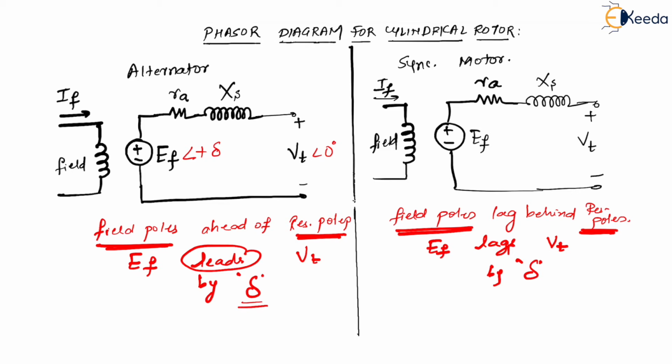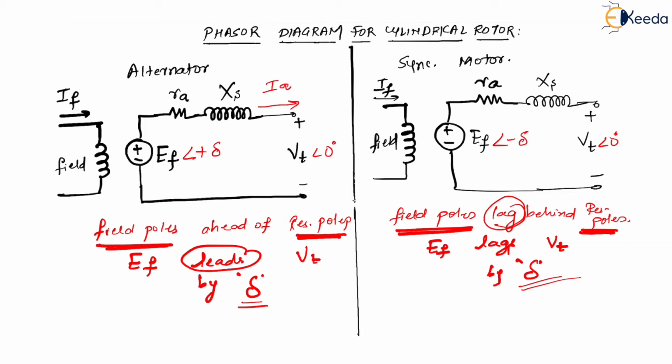Similarly, in case of the motor, if VT is at an angle of 0 degrees, then this is going to be EF at an angle of minus delta. Why the minus sign? Because it is lagging behind by an angle of delta. Next thing is about IA, the armature current. In case of the alternator, we have seen that the voltage and current are in the same direction, which means this is going to come out this way. This is going to be your IA.